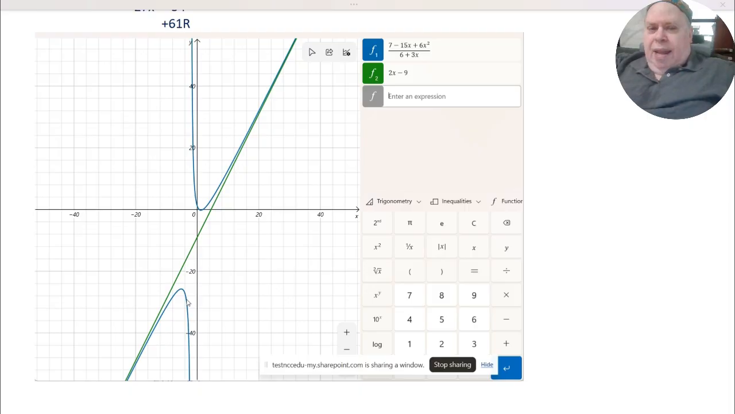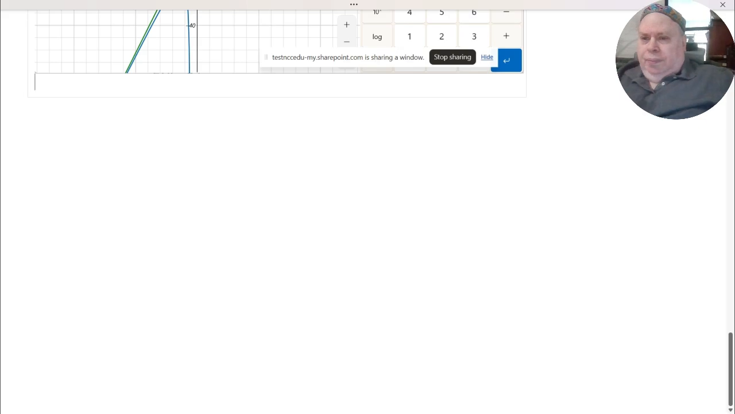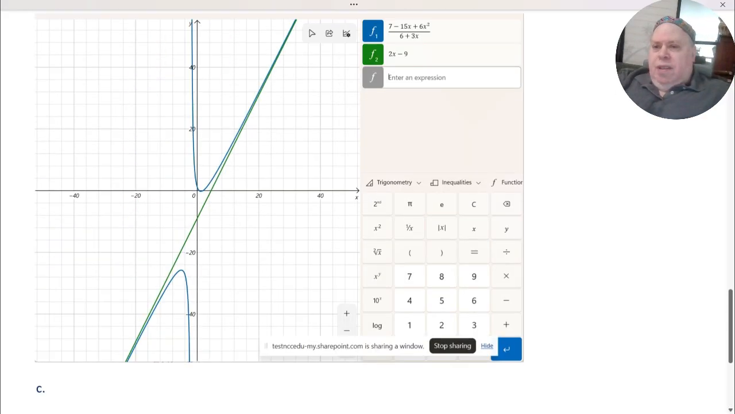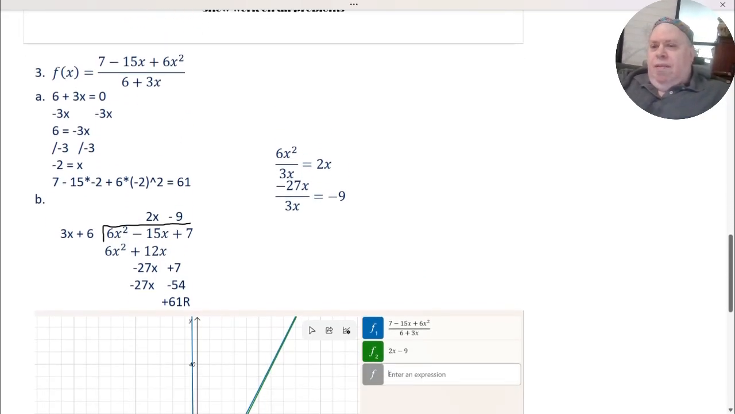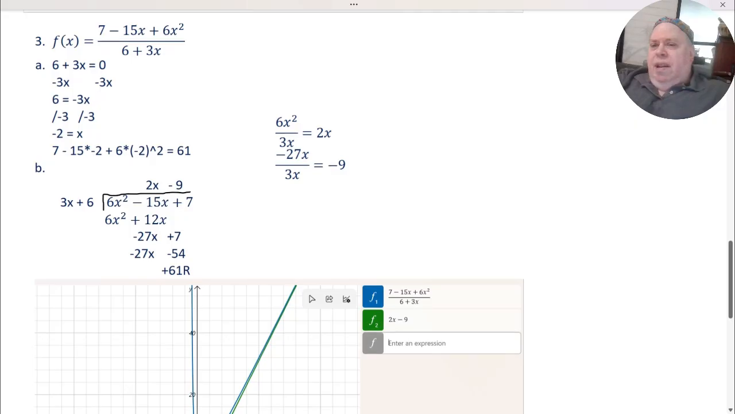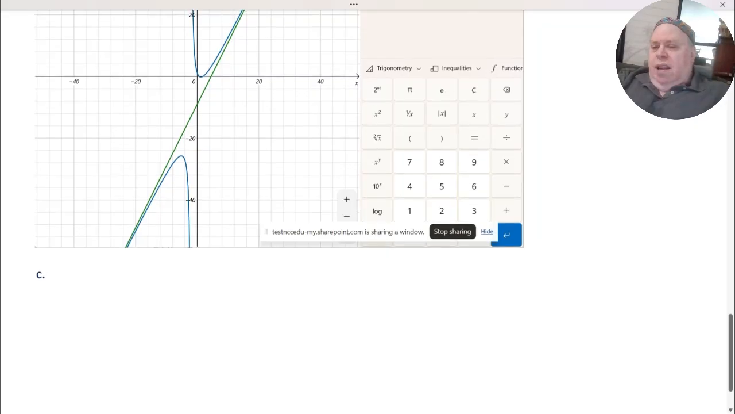Now the last part is pretty straightforward, which is part C, which is what is f of 0. So let me remind myself. We plug 0 into the numerator and denominator.